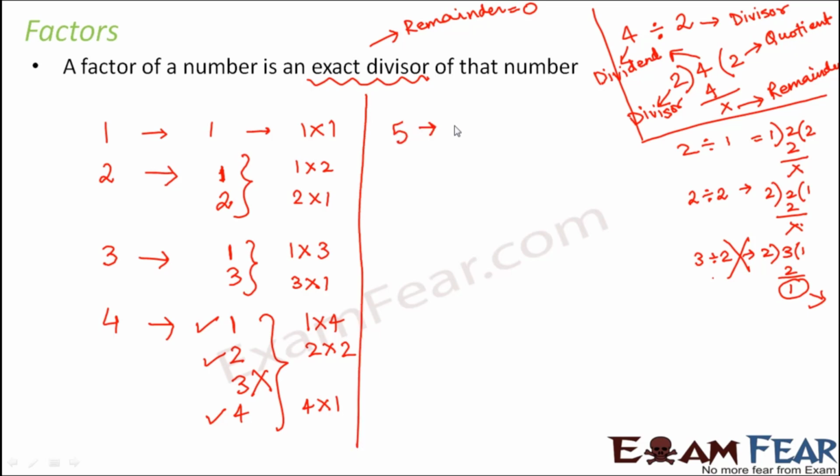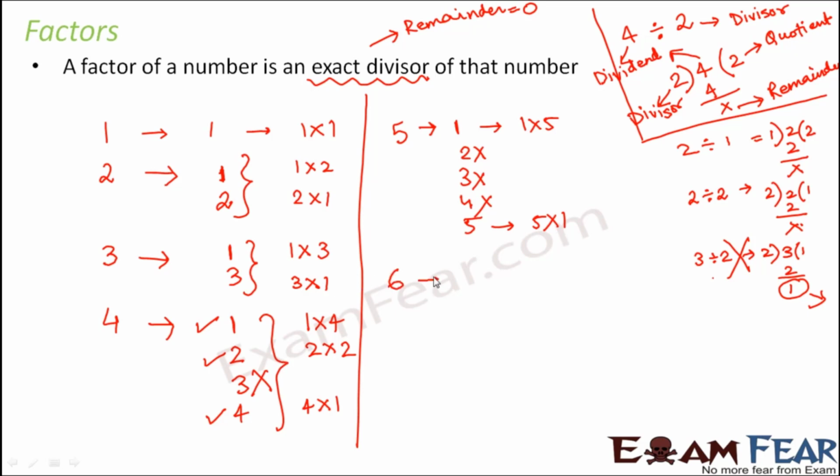So in case of 5, 1 is a factor because it can be written as 1 into 5. Is 2 a factor? No. 3? No. 4? No. What about 5? Yes, 5 into 1 is equal to 5. So 5 is also a factor.